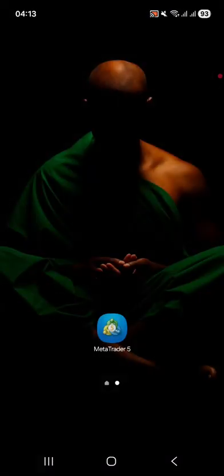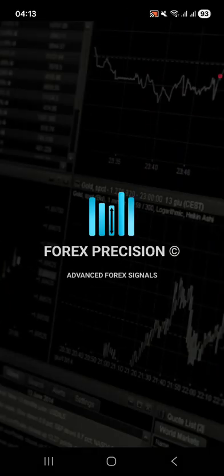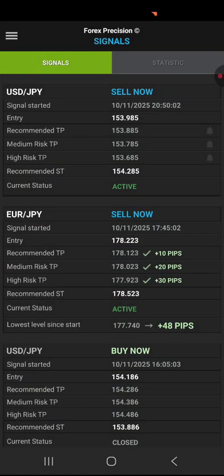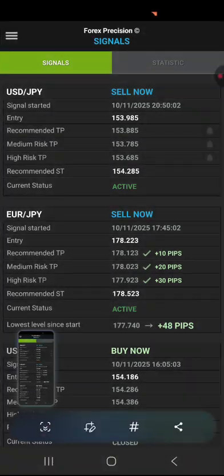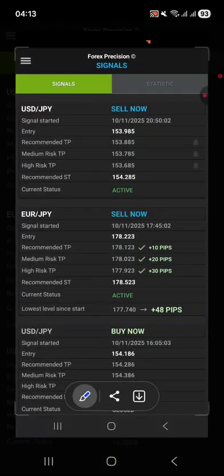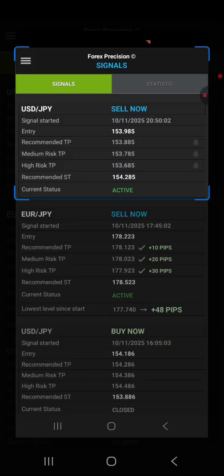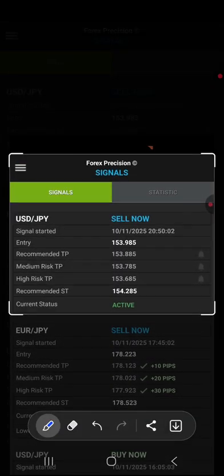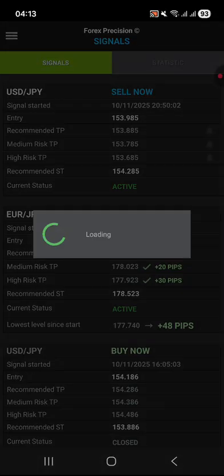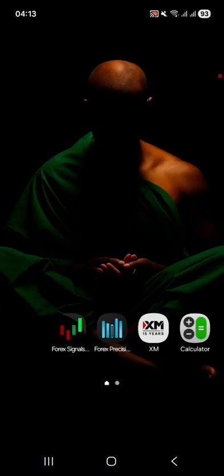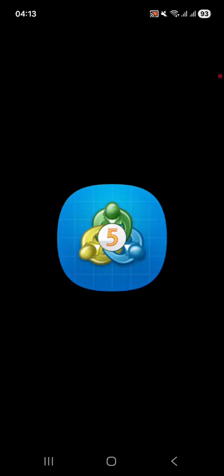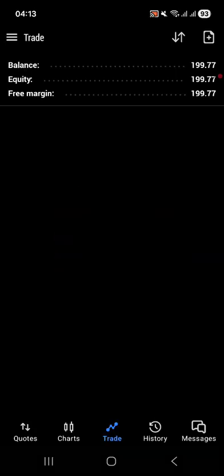So let's act like we just had a new signal come in. Okay, new signal comes in. I set my notifications so I get these signals. United States dollar versus Japanese yen. This is a sell now at 9.8. So I'm in my trading app.